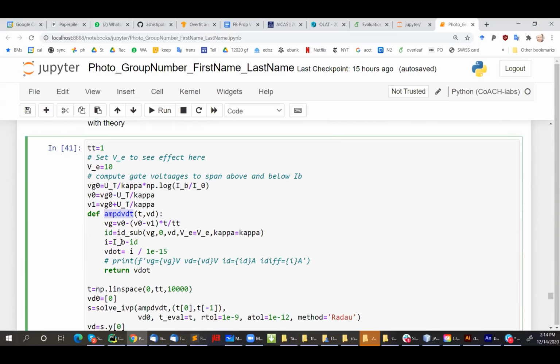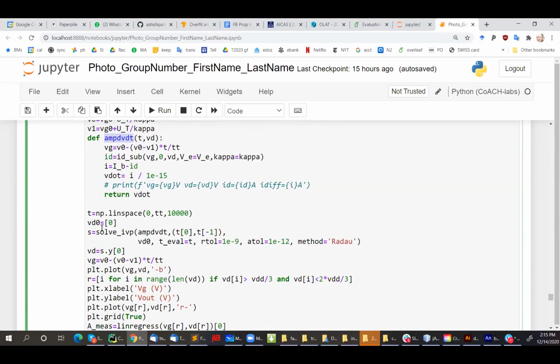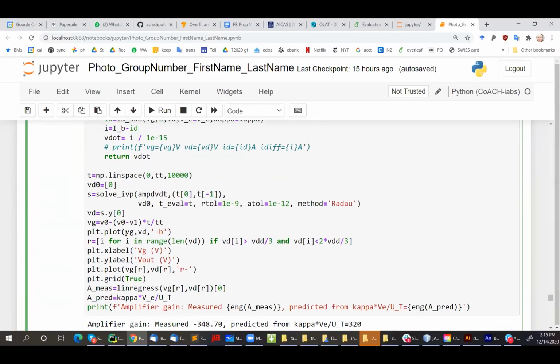The current flowing into the output node is the bias current minus the drain current. The drain current is just the subthreshold current with this particular kappa and VE. The gate voltage is computed inside this function. It's just a linear sweep starting from V0 and ending up at V1 at the end of this time TT. So the gate voltage is just sweeping up or down. And then what this computes is the derivative of the output voltage, which is the output current divided by this capacitance. Okay, so then this solves that over the time. And then it plots the result.